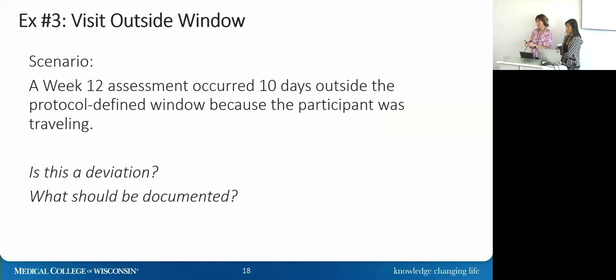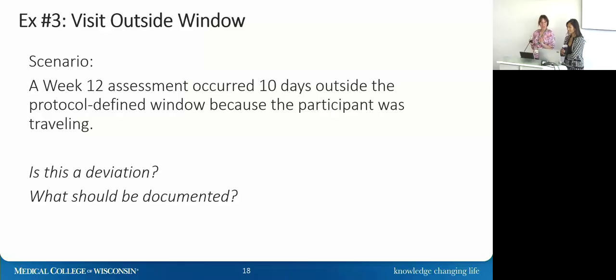They were supposed to be seen at this time and it didn't happen. Whether there was an apocalyptic blizzard that you absolutely had no control over whatsoever, if it meant that their visit fell out of window, that is unfortunately still a deviation. So what do you think should be documented around this? If you had a patient in this scenario, if I was an auditor, what would you think I'd want to see documented surrounding this?